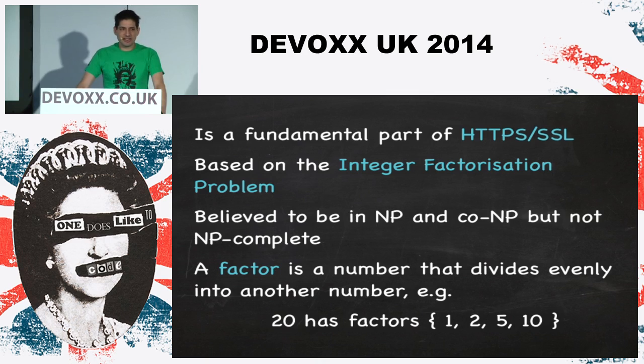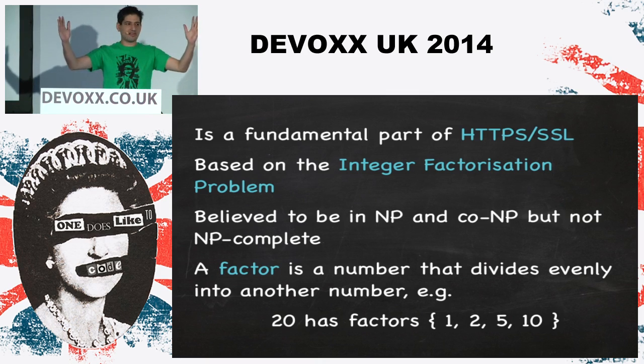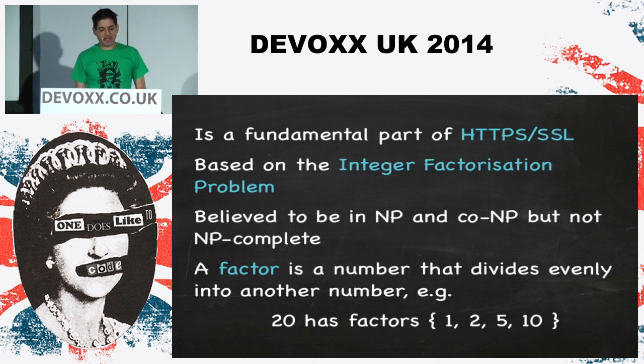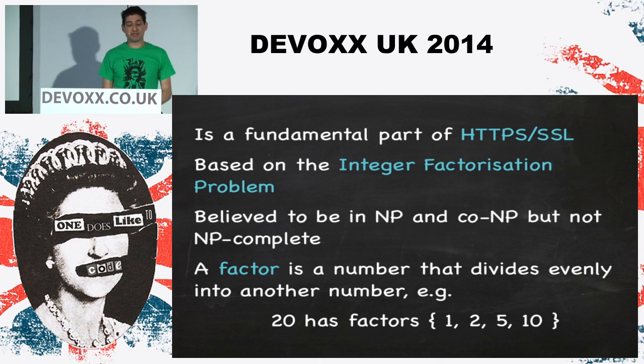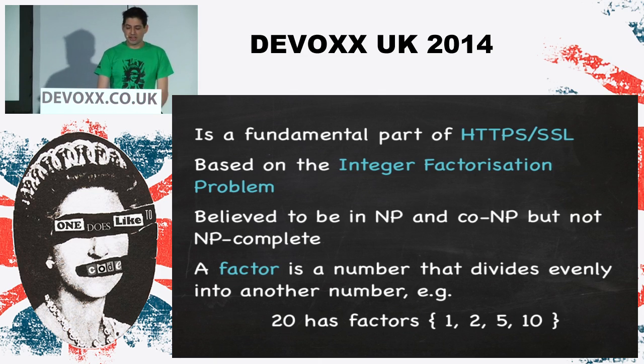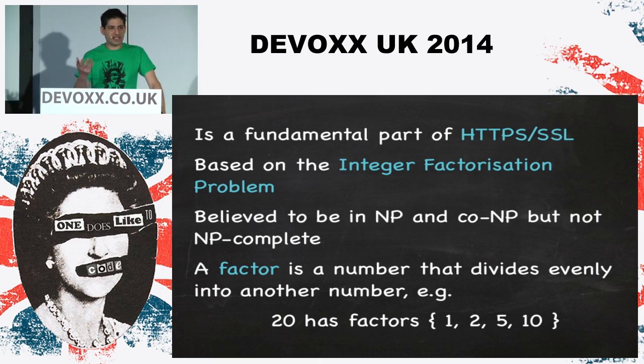It sounds like it's easy, but obviously once you get into numbers with a million digits in the value, it takes a while to search through all of those. We don't know if it's in co-NP, and hence if it's not NP-complete, and we really don't think it is, which means that at some point we probably are going to find a really fast way of cracking this. And a factor is, like I said, just the numbers that divide into whatever you're trying to get. So 20, you can divide it by 1, 2, 5, and 10.